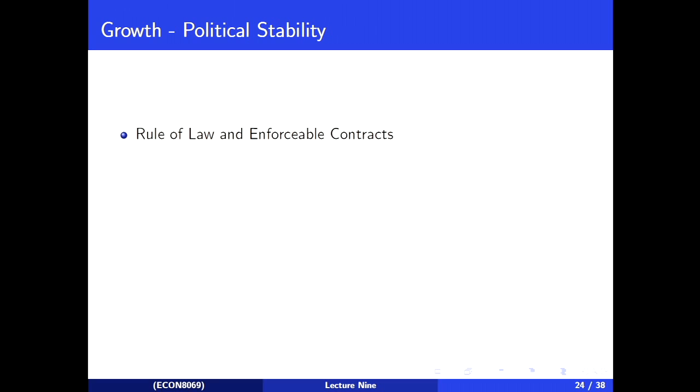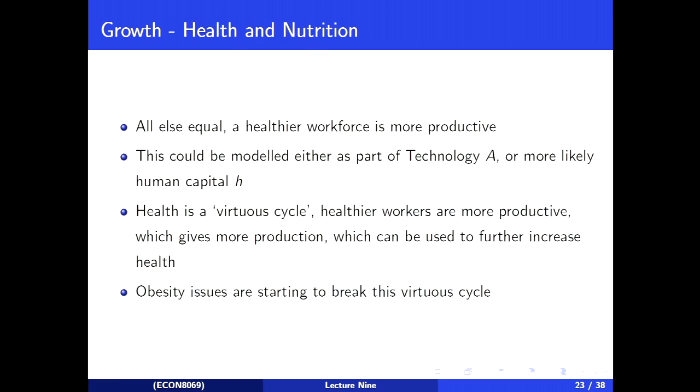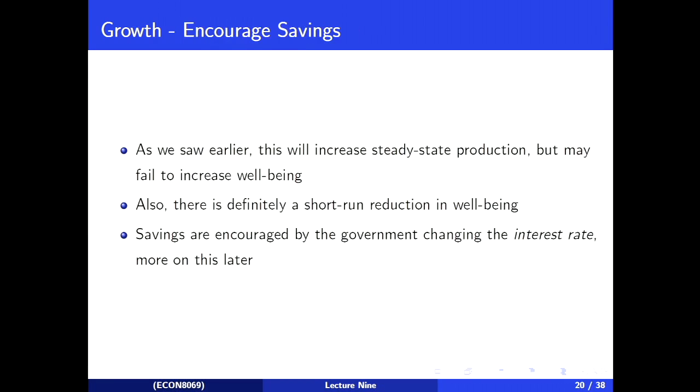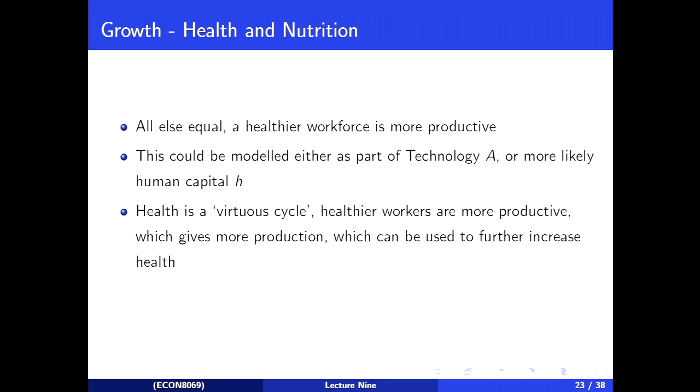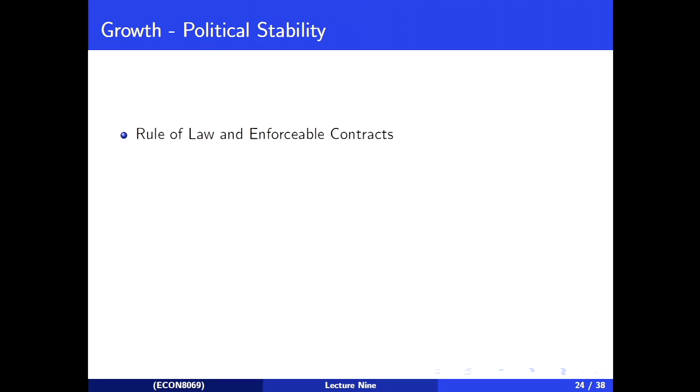Excellent. Oh, this is the big one. Political stability. This is the one that I'm going to talk about as the biggie. Realistically, at the end of the day, the key thing. These are all things that are good to have. You know, savings, fine. Education, yeah, education definitely good. Health and nutrition, yeah, it's good. But political stability is really the thing that allows the entire structure to function.